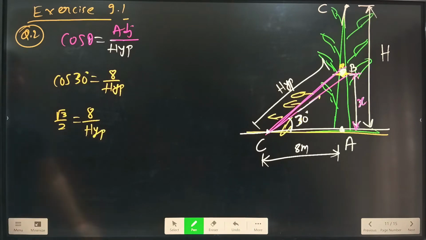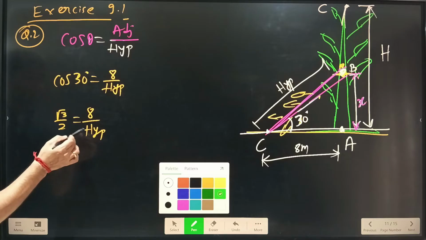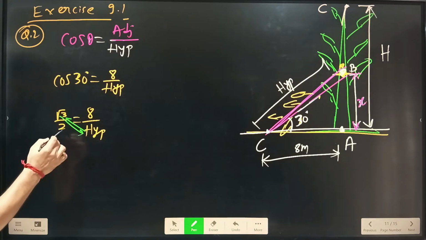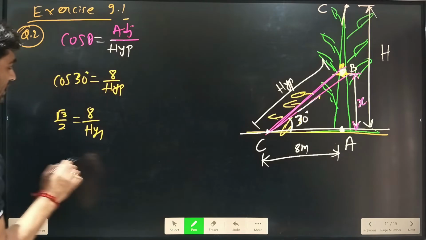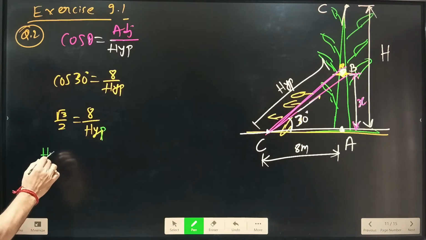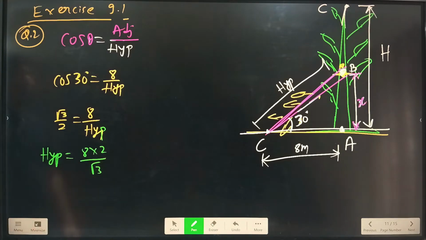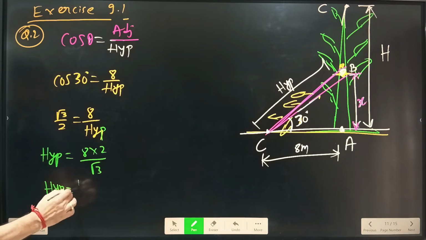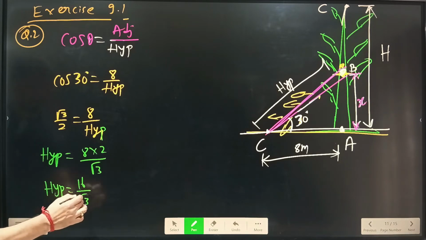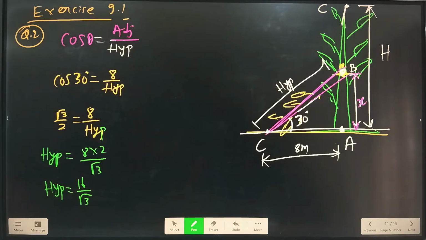Okay? Now the next step, a better way: if you send the hypotenuse here and root 3 here, 2 we cannot combine. Correct? So hypotenuse is equal to 8 into 2 divided by root 3. That is 16. The hypotenuse side is equal to 16 by root 3. Keep it there only. That's the better way.